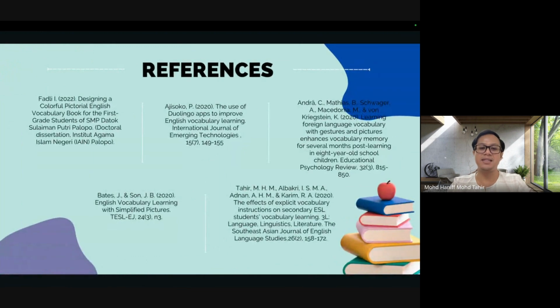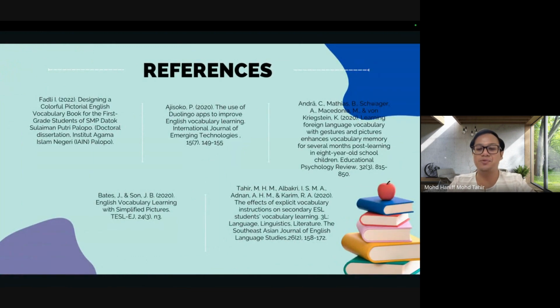These are the references, or the main references used for the study.